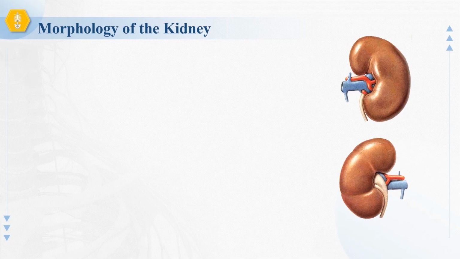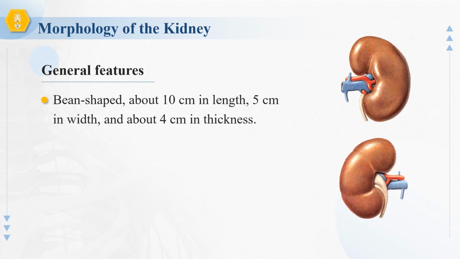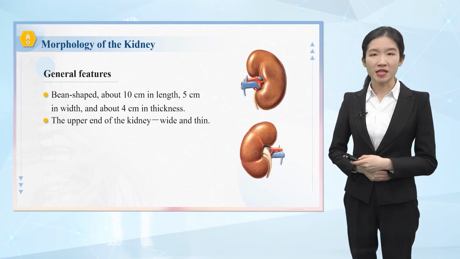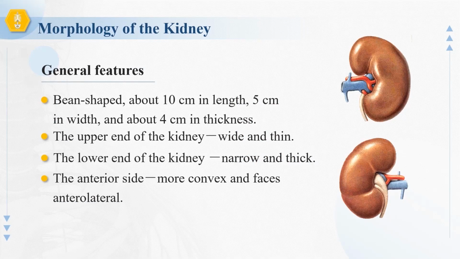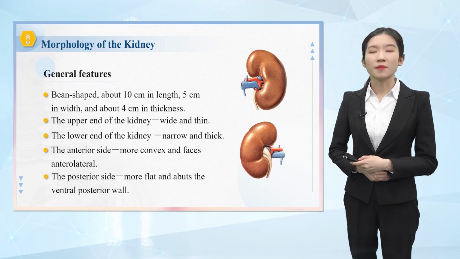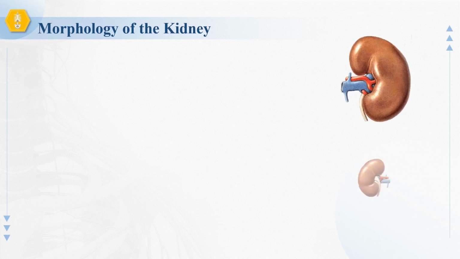First, let's focus on the morphology of the kidney. It is bean-shaped and is about 10 centimeters in length, 5 centimeters in width, and about 4 centimeters in thickness. The upper end of the kidney is wide and thin. The lower end of the kidney is narrow and thick. The anterior side is more convex and faces anterolateral. The posterior side is more flat and lies against the posterior abdominal wall. The lateral edge is convex.